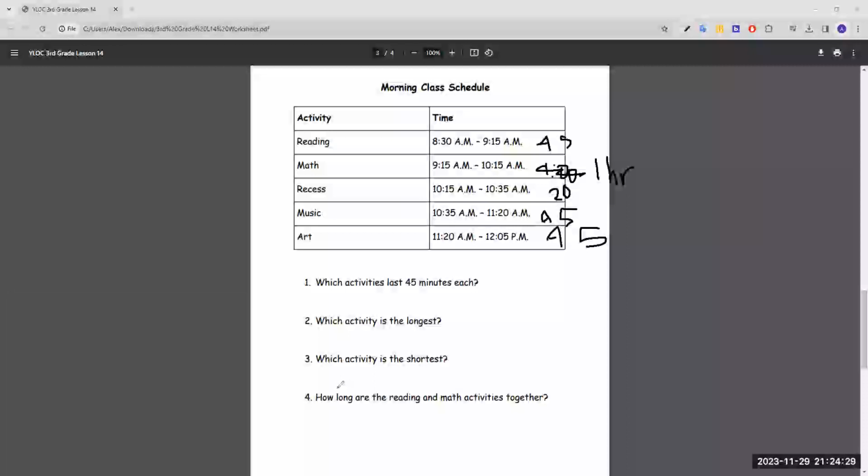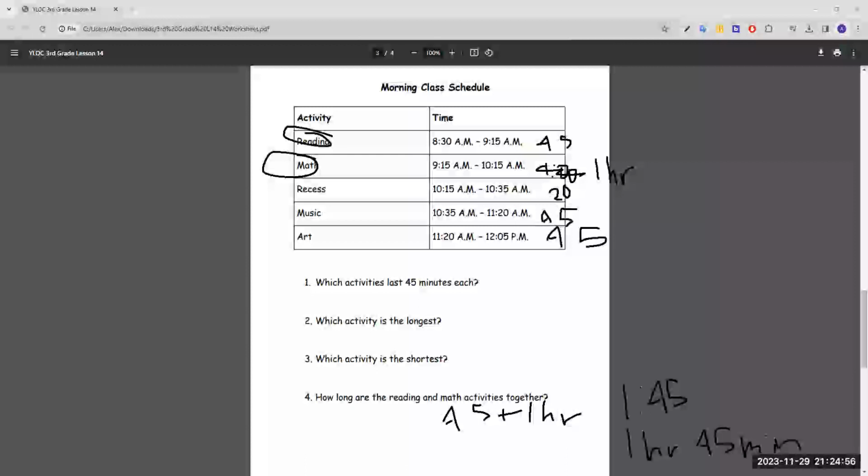Number 4, how long are the reading and math activities together? So reading and math. Reading is 45 minutes and math is 1 hour. Adding these two together would equal 1:45, which is just the same thing as 1 hour and 45 minutes. So that's the answer to number 4, and that'll be it for today.